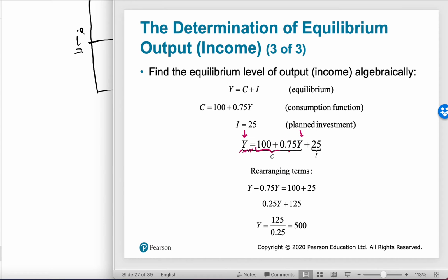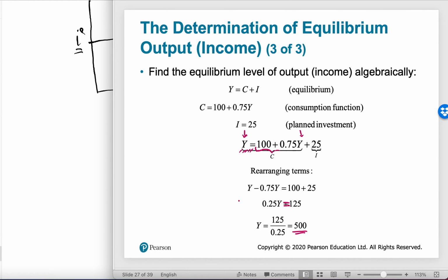So we take the 0.75Y to the left, and the sign of course changes, and this 125 remains on the right side. There are a lot of mistakes here, I am afraid. So 1 minus 0.75 is 0.25, so 0.25Y is equal to the total sum of 125. So Y is going to be 125 divided by 0.25, which is 500.